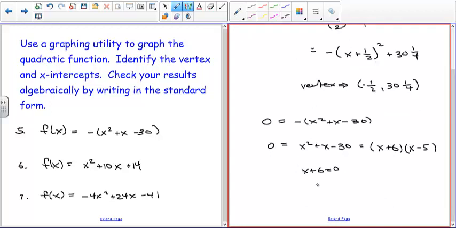So x plus 6 has to equal 0. X equals -6. That's -6 comma 0 coordinates, and you have x minus 5 is equal to 0. X is equal to 5. The x-intercept is 5 comma 0.